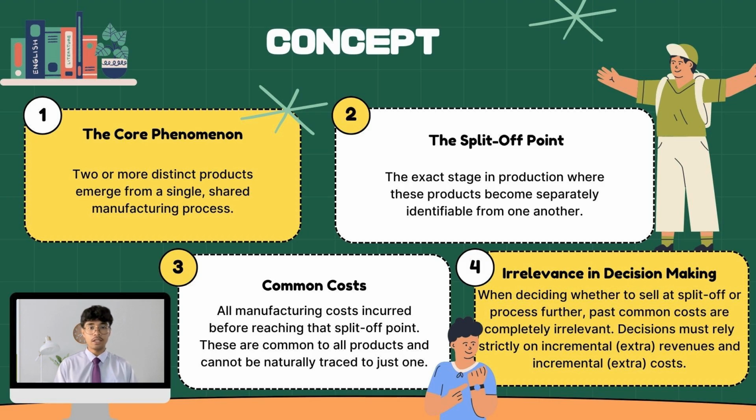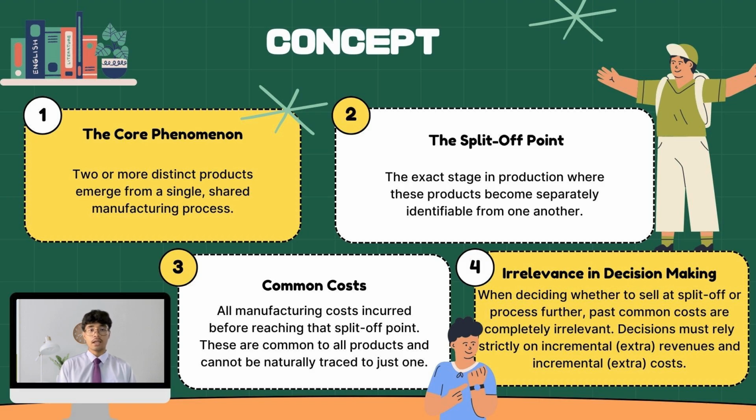Next is the split-off point. This is the exact stage in production where the products become separately identifiable from one another. Before the split-off point, costs are common to all products. After the split-off point, any additional processing can usually be traced directly to a specific product.